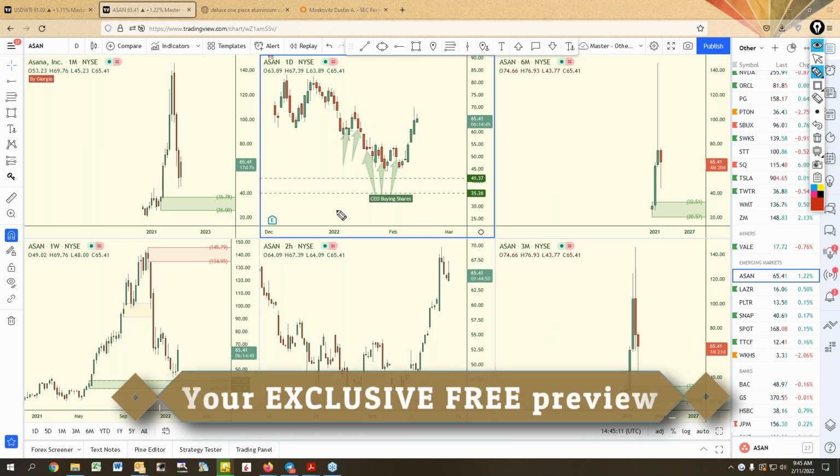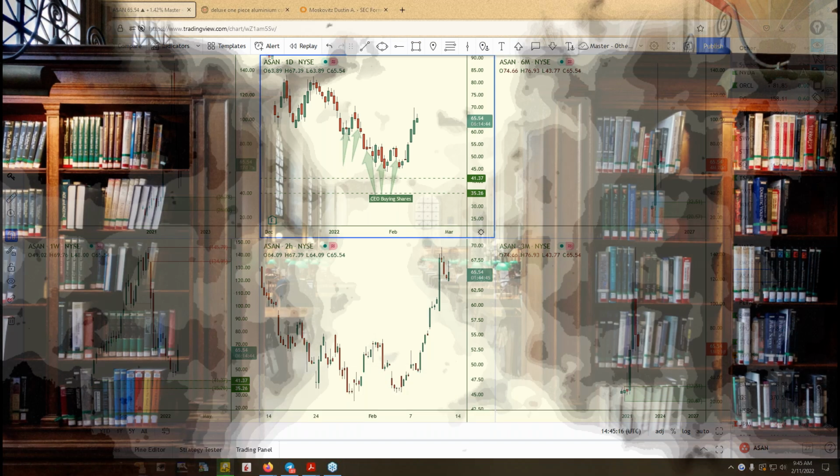So that's what I see happening here, and I see it coming down to demand areas. It looks good to me, you know.